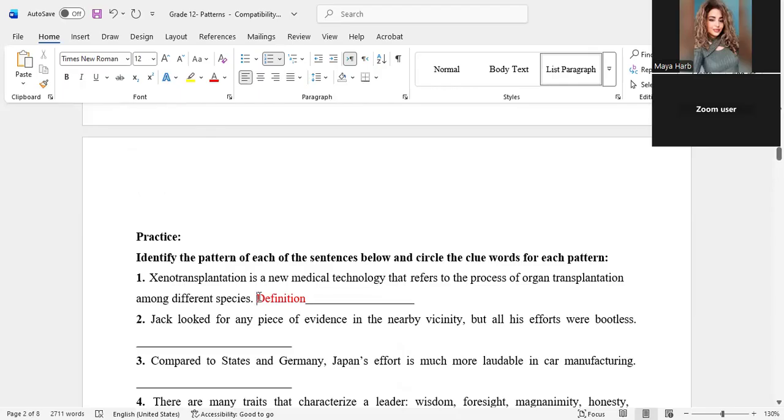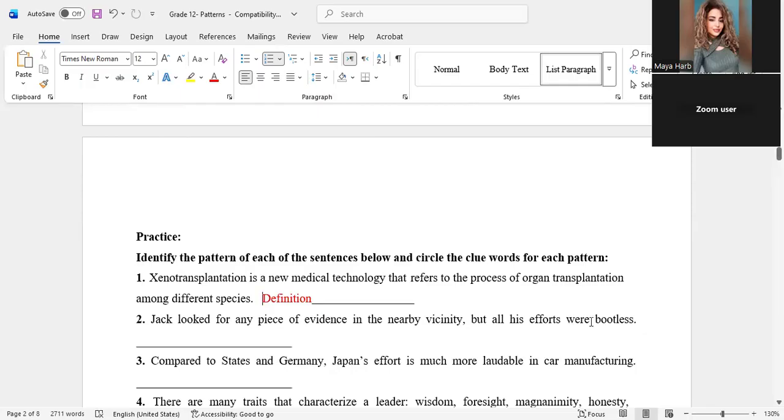Jack looked for any piece of evidence in the nearby vicinity. Vicinity is a space. But all his efforts were bootless. Okay. Bootless means useless. So Jack was doing something. He was searching for evidence in the nearby vicinity or space area, but all his efforts were bootless or useless.